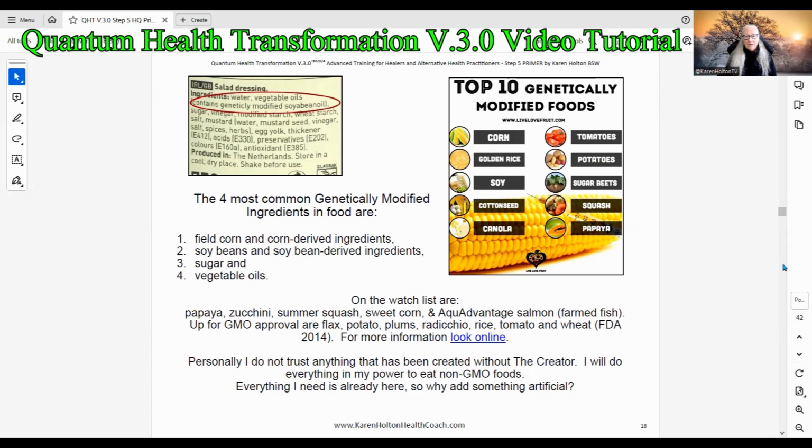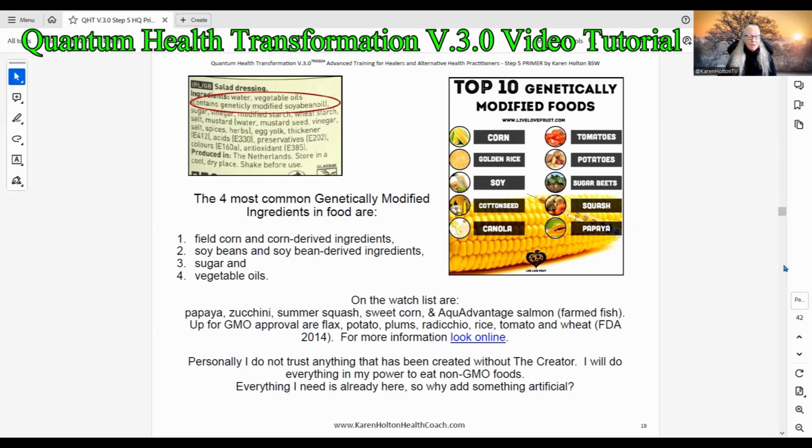And the other image here has the top genetically modified foods. So corn, golden rice, soy, cottonseed, canola, tomatoes, potatoes, sugar beets, squash, and papaya are all GMO, unless labeled organic, or unless you grow it yourself.